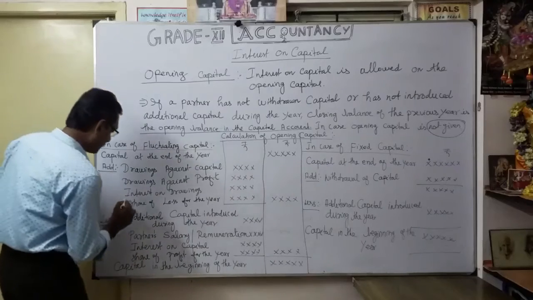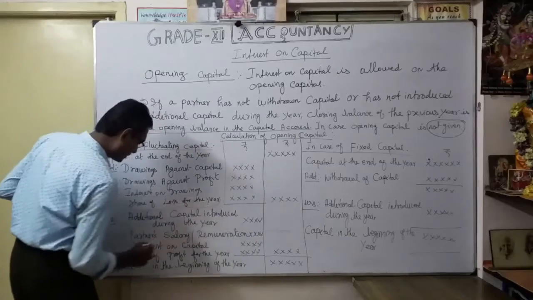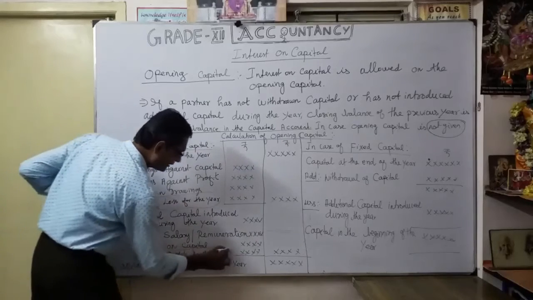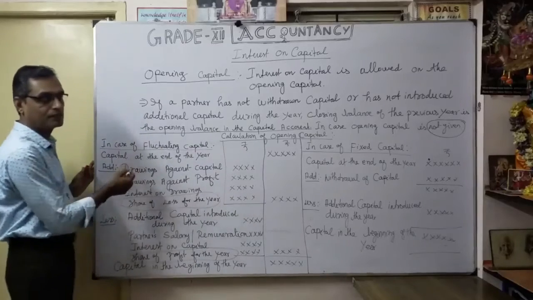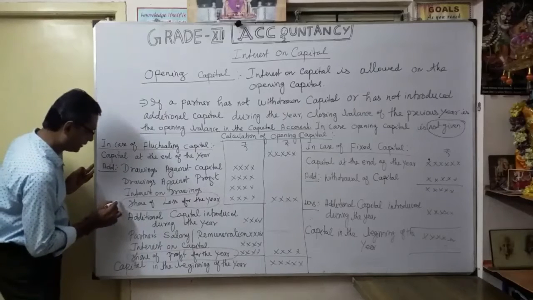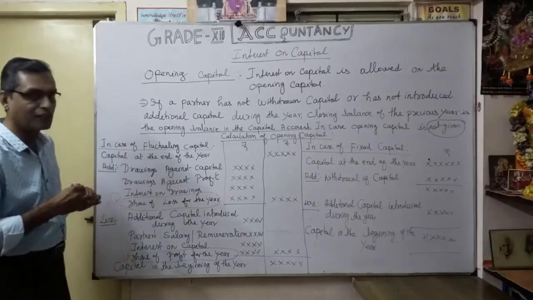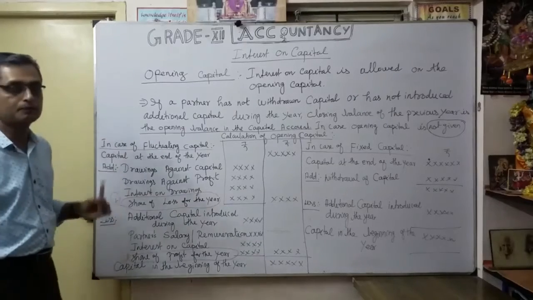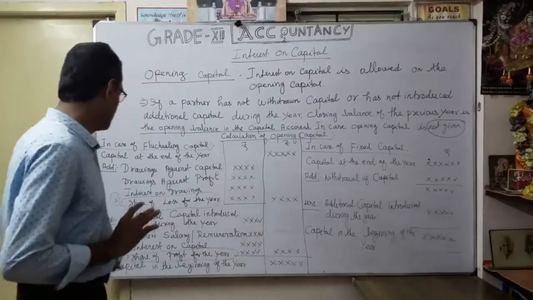See here, whatever the share of loss or share of profit, only one of them will come. Maybe loss, you are going to add. Maybe profit, you are going to deduct. That is very important, not at the same time. Correct. As a format, we are going to learn: whenever loss, add; whenever profit, deduct. So that is right. So finally, what will you get?